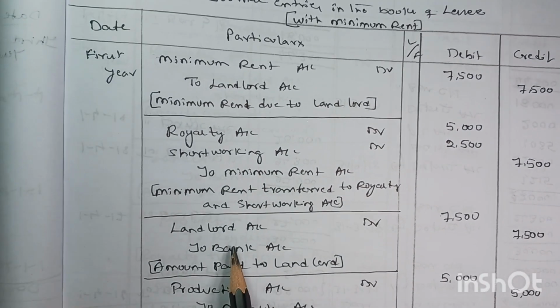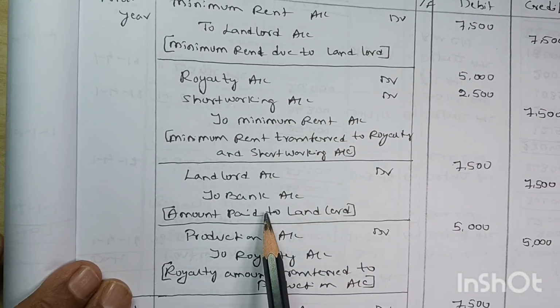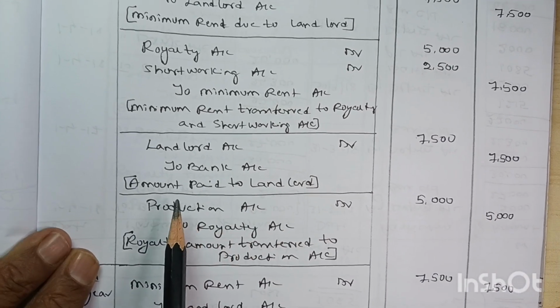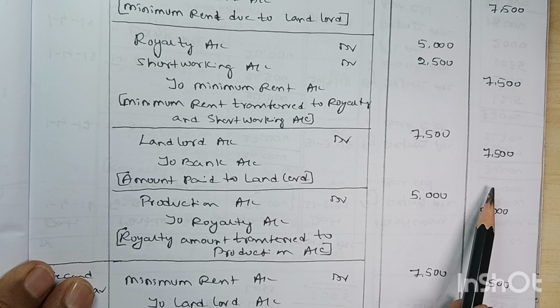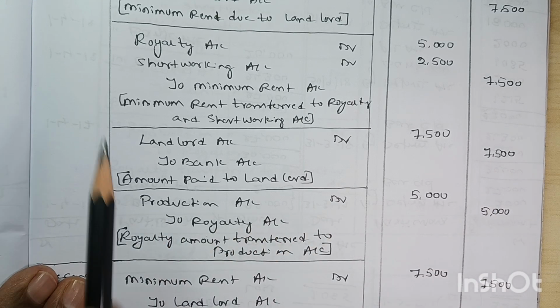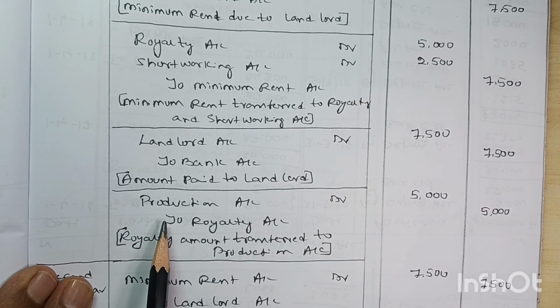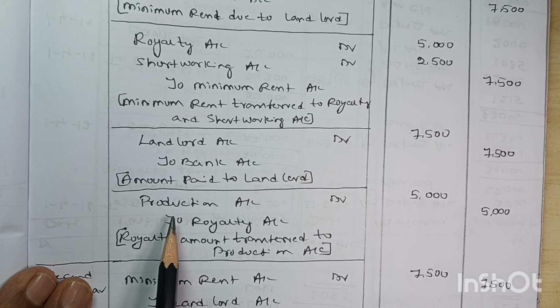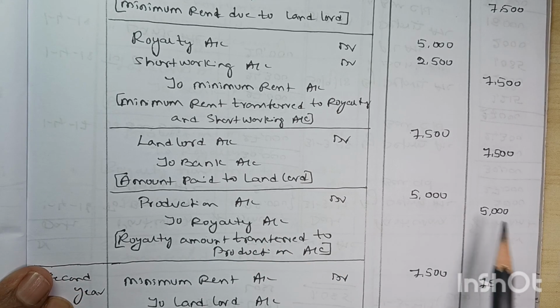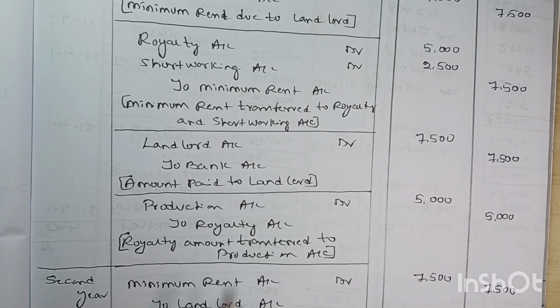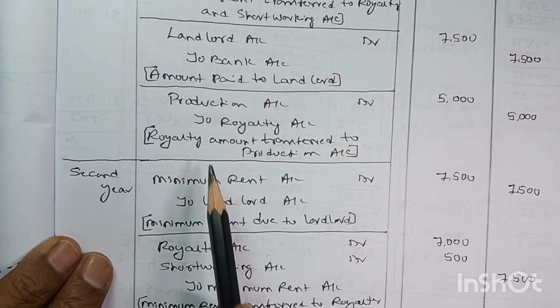Next one is landlord account debtor to bank account, that is the amount actually paid, 7,500, 7,500. Then once again when it is closed, that is, royalty is open, it should be closed. Production account debtor to royalty account 5,000, 5,000. It is enough for the first year. Then second year.